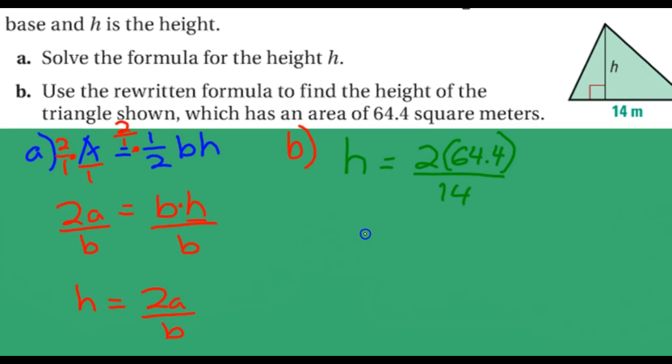So if we do 2 times 64.4, what we end up with is 128.8 over 14. So we just need to divide that, and I get 9.2. So our new height, if we use this formula, is going to be 9.2 meters.